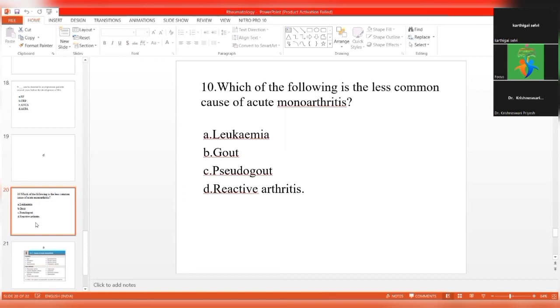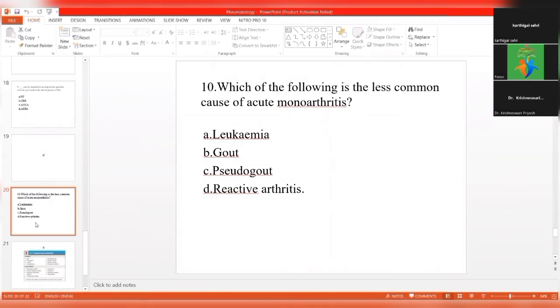We all know that acute means sudden onset. It has a brisk course. Monoarthritis is affecting a single joint. Arthritis means inflammation of the joint. So, sorry, monoarthritis means inflammation of a single joint. And the question is, which is the less common cause? So we should know what are the causes of monoarthritis, is it not? So we will see.